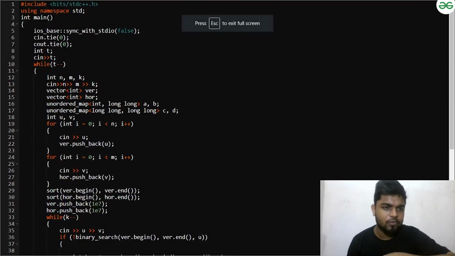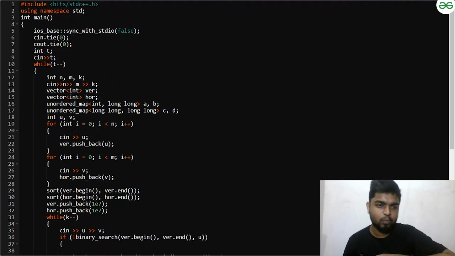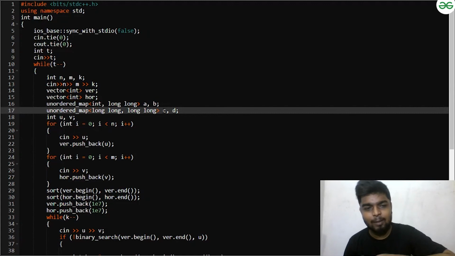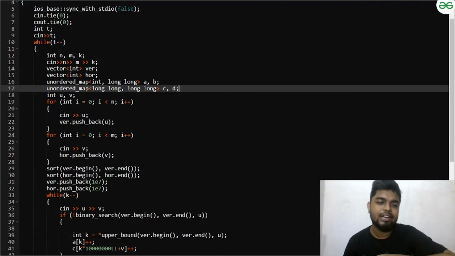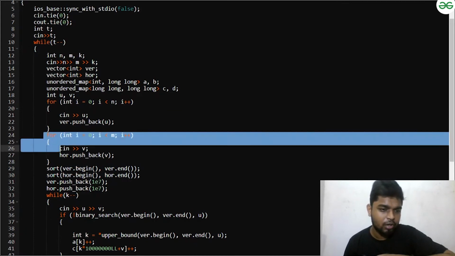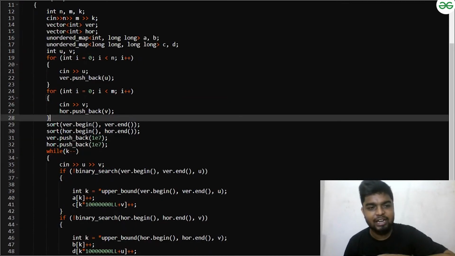So first of all, you will take n, m and k as input, then you will declare two vectors, one for horizontal and another for vertical, for taking the inputs. Then you will have two maps. One map will be for a comma b, and another map will be for c comma d. Then you will take all the verticals as input, then you will take all the horizontal streets as input.